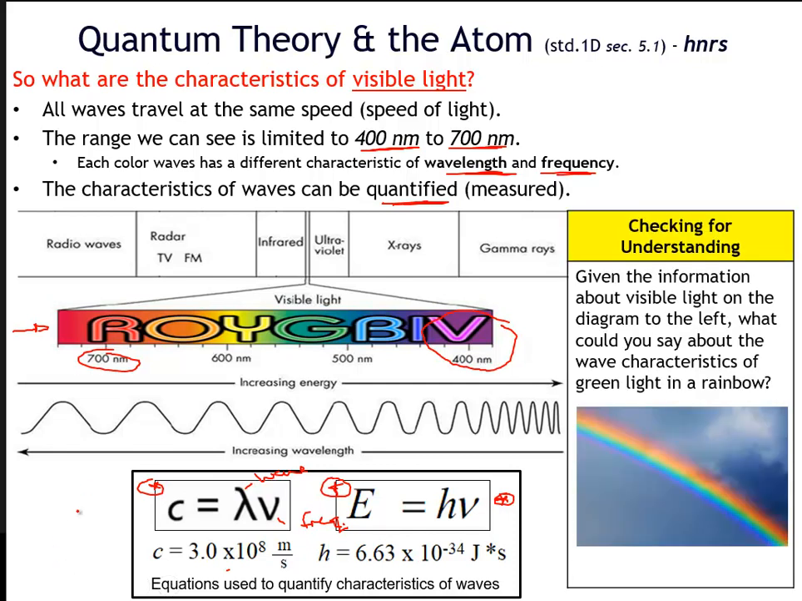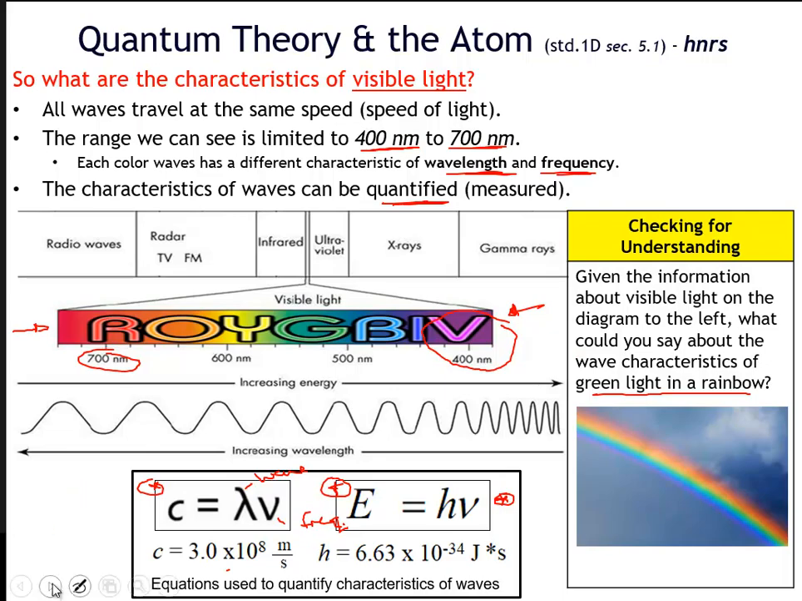Okay, I'm going to pause for a moment, and I want you to hit pause and think about this question. Given the information about the visible light that you see here, what could you say about the characteristics of green light in the rainbow?